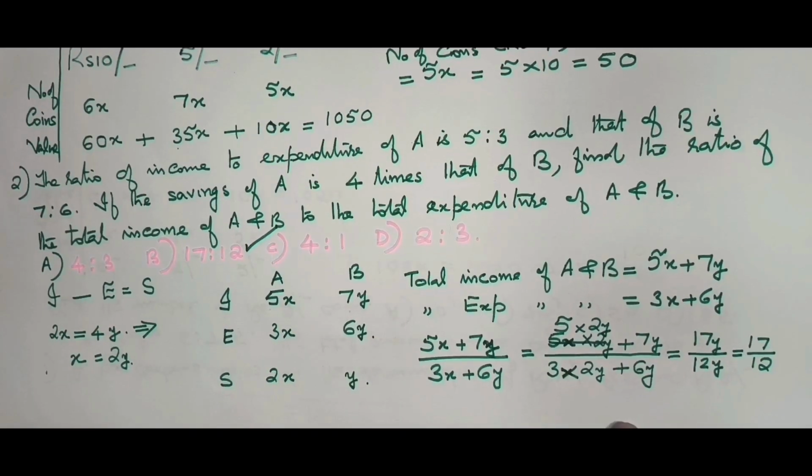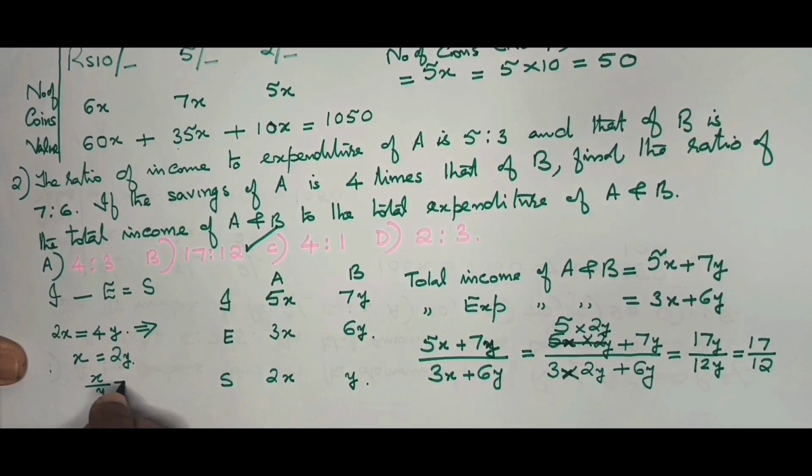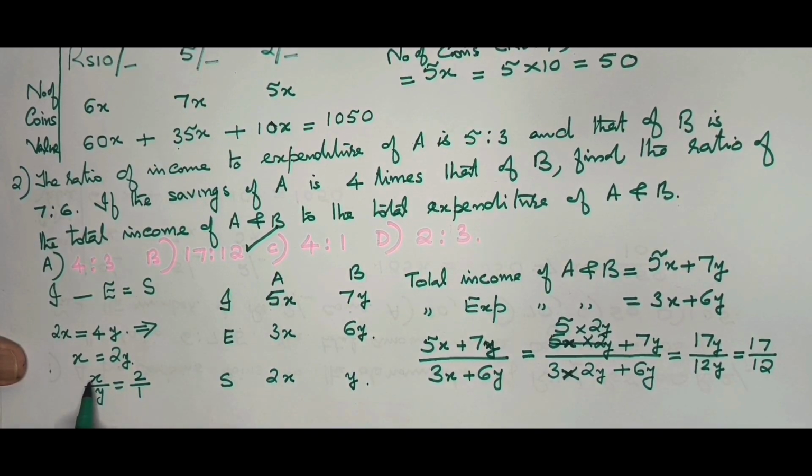Now there is a slightly different approach you can have. See, x equals to 2y implies what? X divided by y will be 2 divided by 1. So you can just put x equal to 2 here and y equal to 1 here and simplify. You will get this. You don't need to write x is equal to 2y. That is another approach.